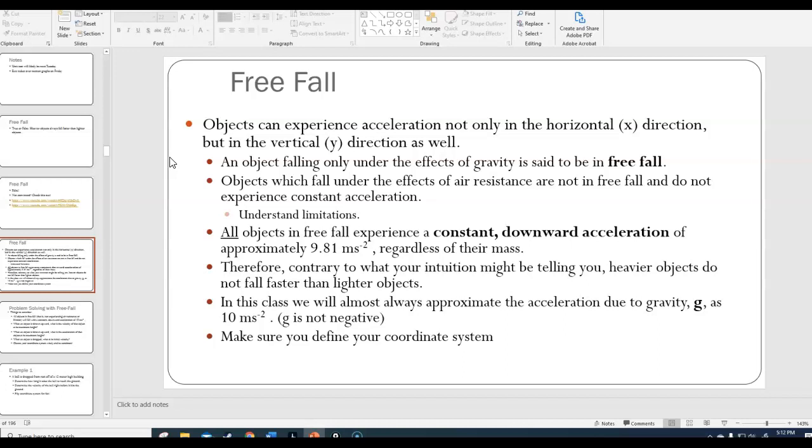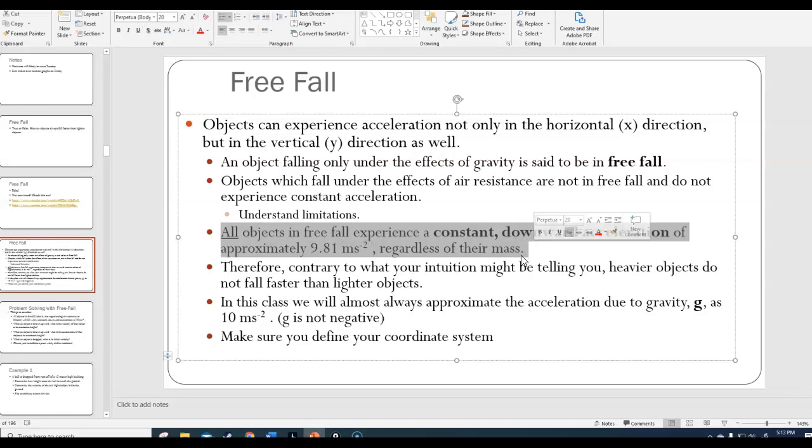Okay, now, if an object is in free fall, right here, this middle bullet point is the key concept in this part of the unit. Okay, so make sure you take really good notes on the slide. The key concept is this. All objects in free fall experience a constant downward acceleration of approximately 9.81 meters per second squared, regardless of their mass.